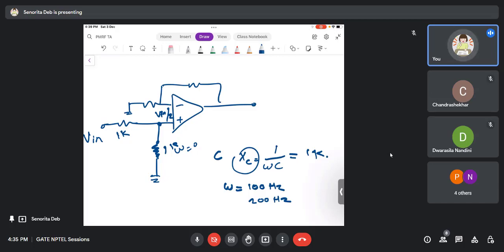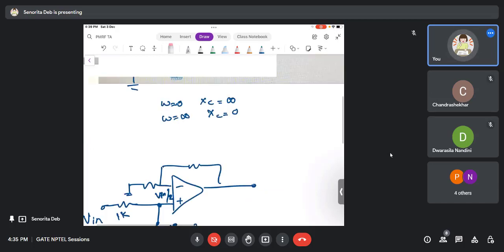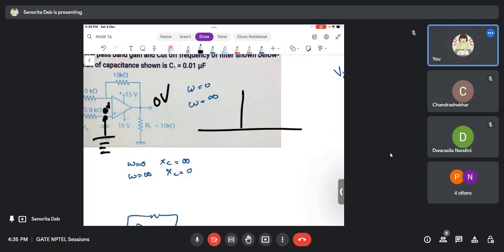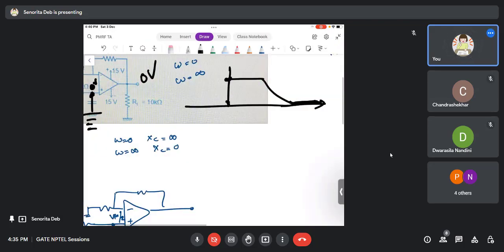I hope you are understanding. So how to check the filter? If this is open, all the signal is going inside, and at high frequency, this is closed. If this is closed, then this is ground. And if this is ground, then this is 0 volts and your output is 0 volt. That means this is a low pass filter. At infinity, it will make your output 0. And at low frequency, it will give you the full output.